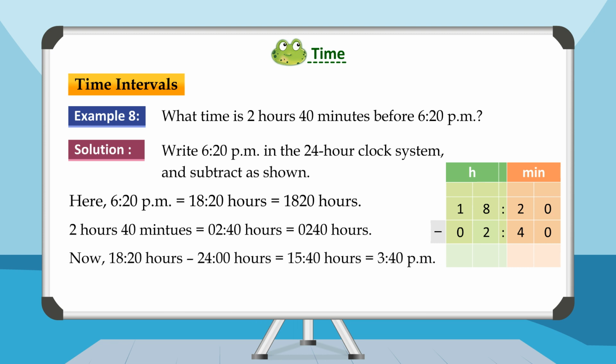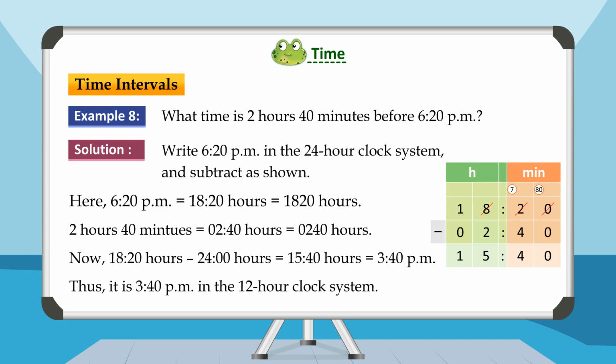Now, 18:20 hours minus 2:40 hours is equal to 15:40 hours, which is equal to 3:40 p.m. Thus, it is 3:40 p.m. in the 12-hour clock system.